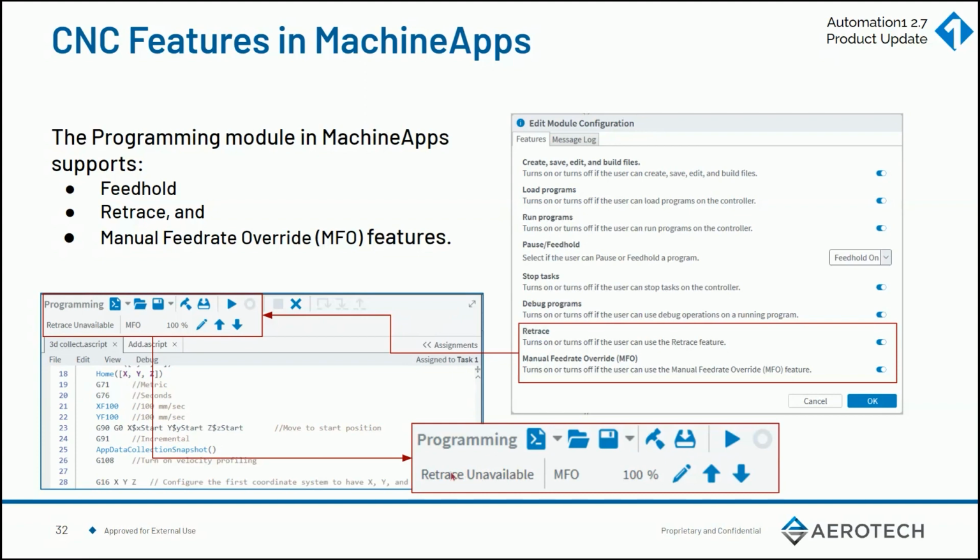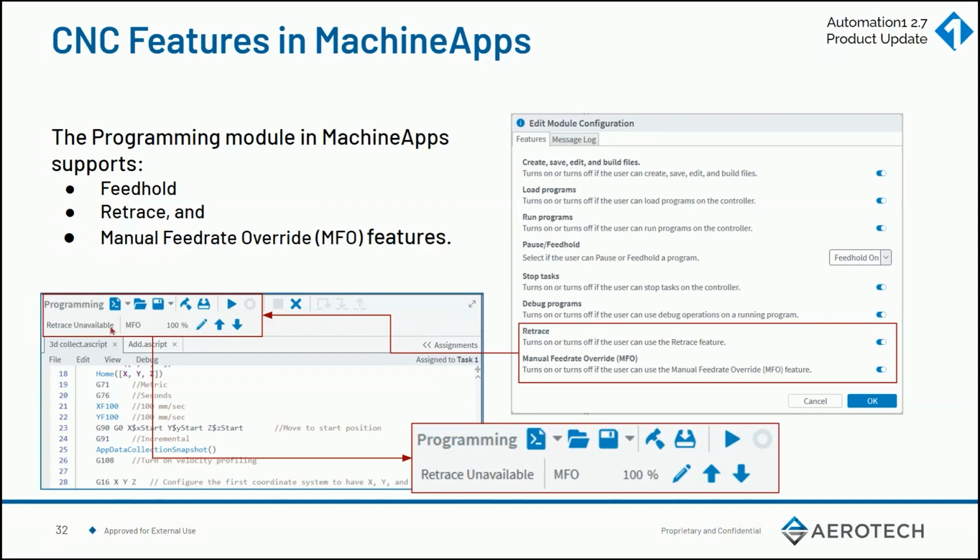I don't have that enabled right now on this example, but that is another feature that's available, and you can select those through the edit module configuration dialog when you add this programming module in the machine app that you are designing. The programming module is available in the Automation1 Studio, but these tools are not available. The programming module has more features available when you use it as a machine app, because these tools are being deployed for an operator or for an actual workstation, whereas the Automation1 Studio is intended for a developer.